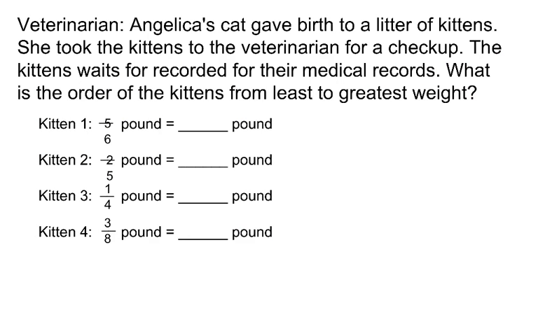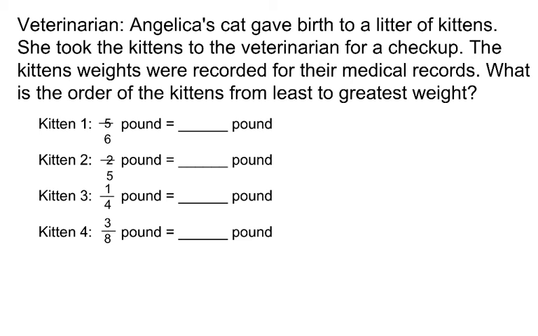Now let's look at a word problem example. Veterinarian. Angelica's cat gave birth to a litter of kittens. She took the kittens to the veterinarian for a checkup. The kittens' weights were recorded for their medical records. What is the order of the kittens from least to greatest in weight?